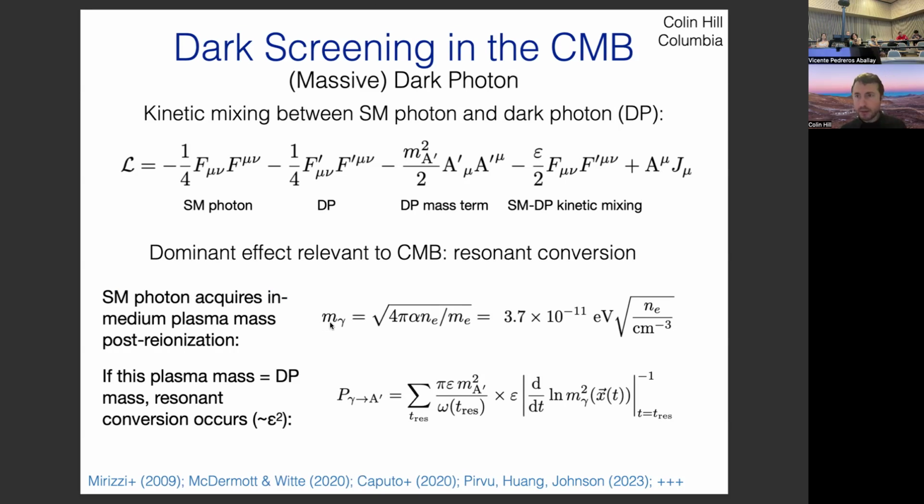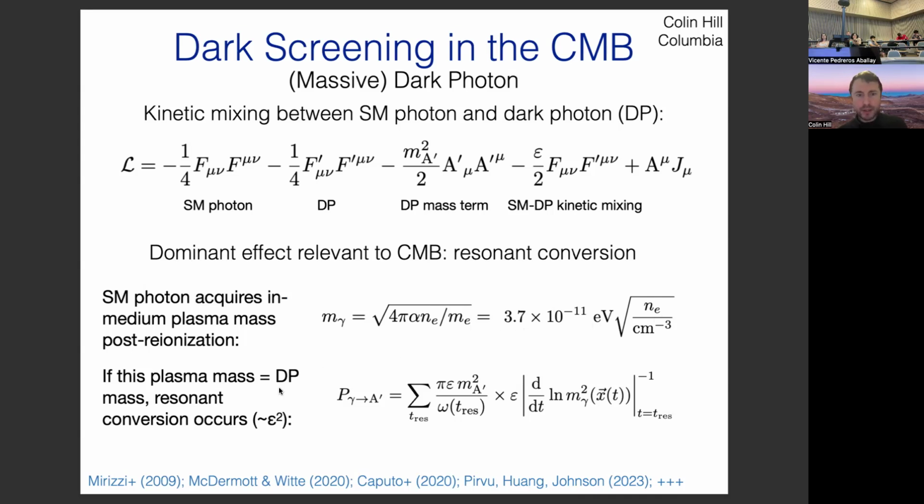After reionization, the universe is in a fully ionized state. So when you have a photon propagating through an ionized medium, it acquires an effective mass just due to the Thomson scattering happening. And that effective mass goes like the square root of the number density of free electrons. If you put in some typical values in the intergalactic medium, you'll find that the typical plasma mass that the CMB photon acquires in the late time universe is around 10 to the minus 11 electron volts.